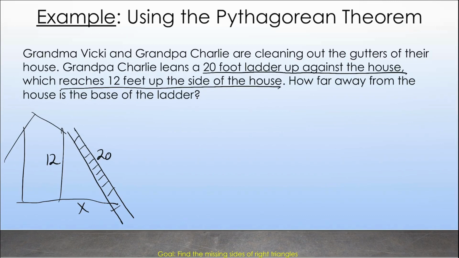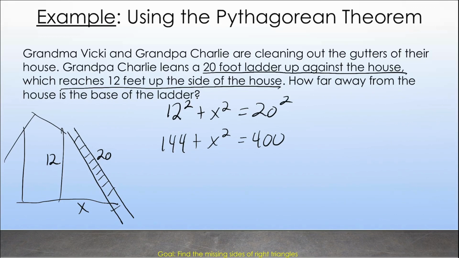Okay, so Pythagorean theorem, I have 12 squared plus x squared equals 20 squared. So I have 144 plus x squared equals 400. Okay, 20 times 20, 400, yep. Okay, so now we're just going to solve this. I'm going to subtract 144. And I get x squared equals, let's see, 256.